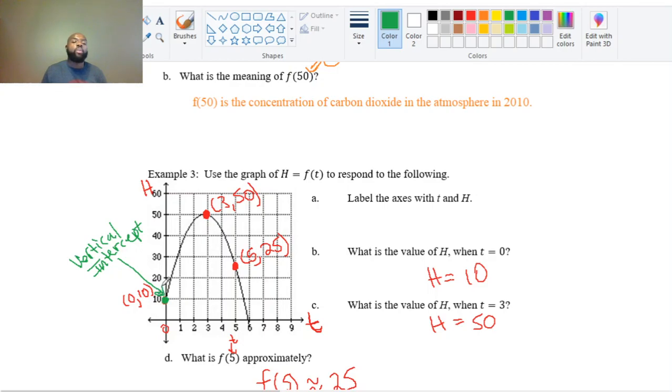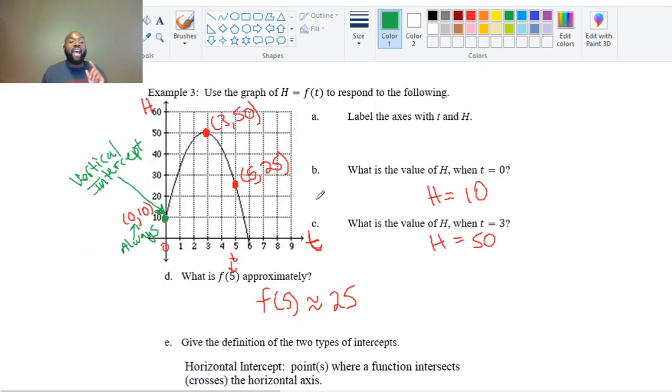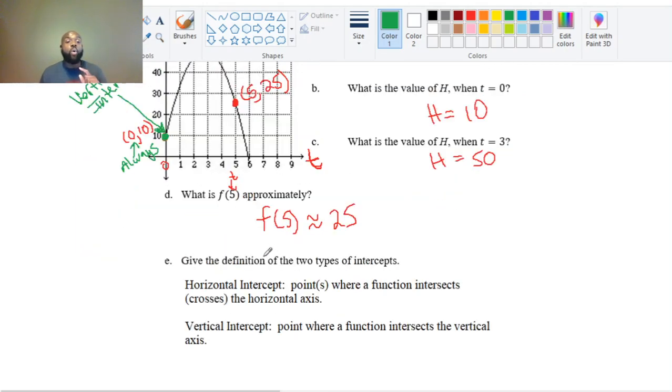And what I want you to notice here is that even if our vertical intercept was not at 0, 10, it will always have an x coordinate of 0, right? That's always going to be the case, because it intersects the vertical axis. So we don't go right or left from our origin, we go up or down in order to get on a vertical intercept.